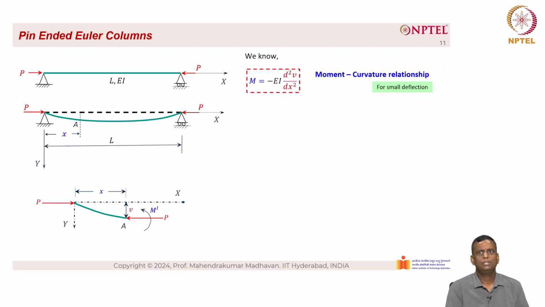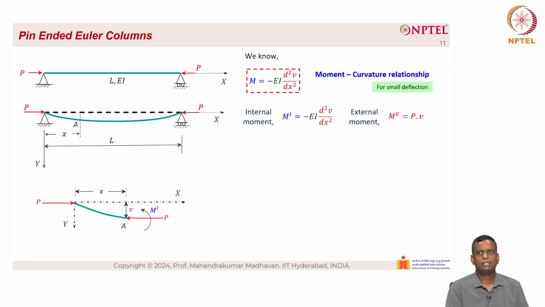So we know that M equal to minus EI into d square v by dx square, which is the moment curvature relationship for small displacement. This M here represents the internal resistance offered by the column against buckling. The internal moment Mi equal to minus EI d square v by dx square.